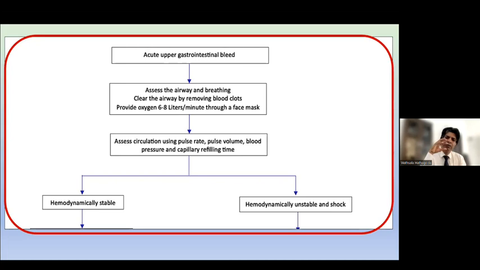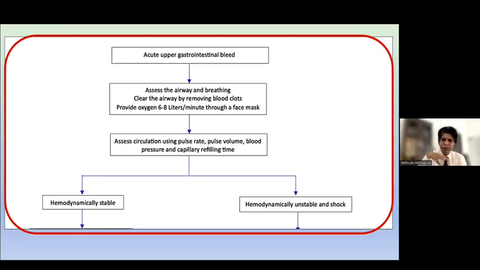Then you give 100% oxygen. 6 to 8 liters would be enough, and go up to 10 to 15 liters per minute to make sure that the child is well oxygenated, because the child is losing blood. If you don't do this, you develop tissue hypoxia, and at the end of the day, you will end up in acidosis, and we need to correct that.